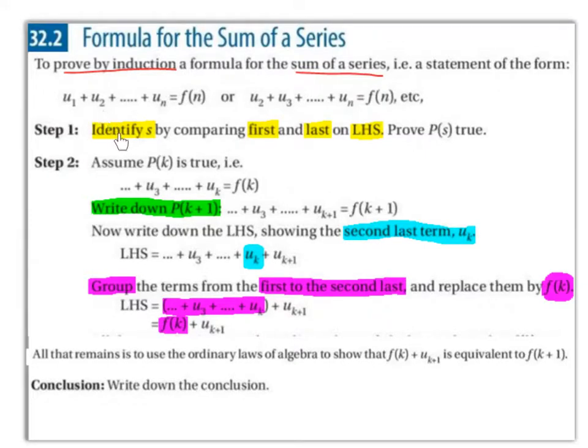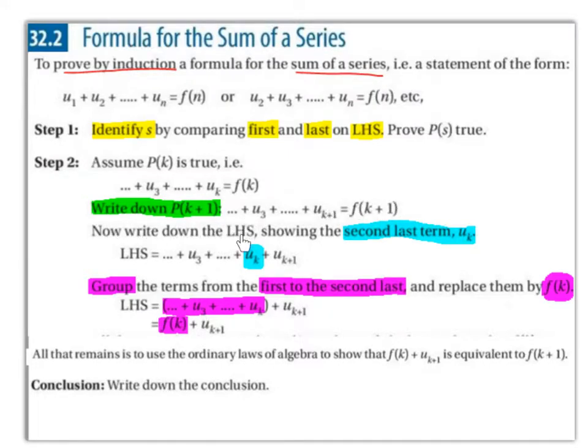Step 1, identify s by comparing the first and last on the left-hand side. Then prove p of s is true. Step 2, assume p of k is true, that is, ... plus u3 plus ... plus uk is equal to f of k. Write down p of k plus 1, so ... plus u3 plus ... plus uk plus 1 equals f of k plus 1.